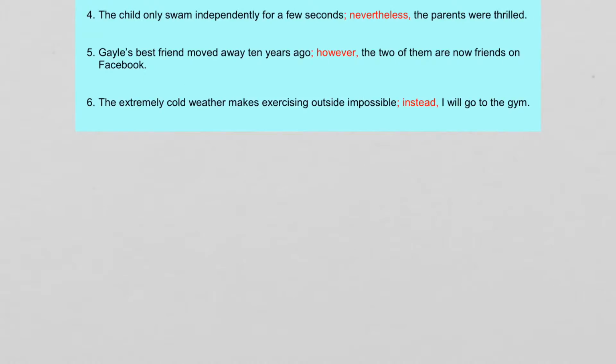Last one. The extremely cold weather makes exercising outside impossible, semicolon. Instead, comma, I will go to the gym. The extremely cold weather makes exercising outside impossible. Instead, I will go to the gym.